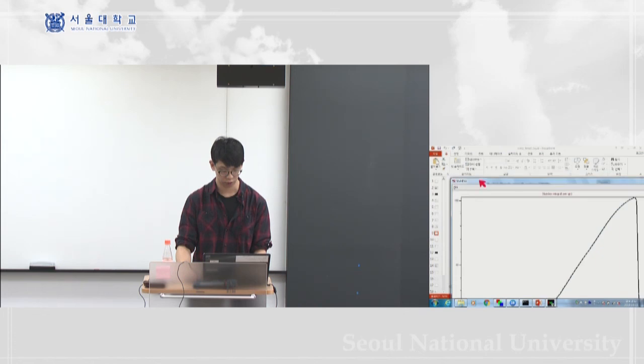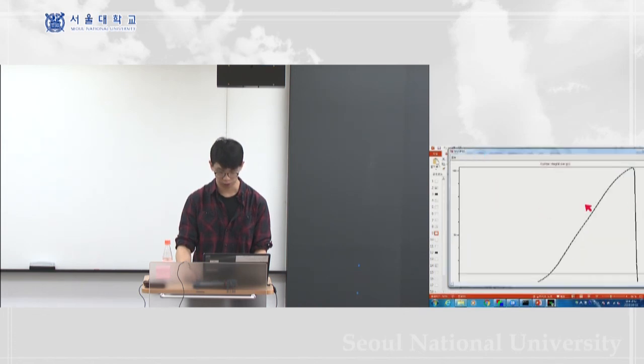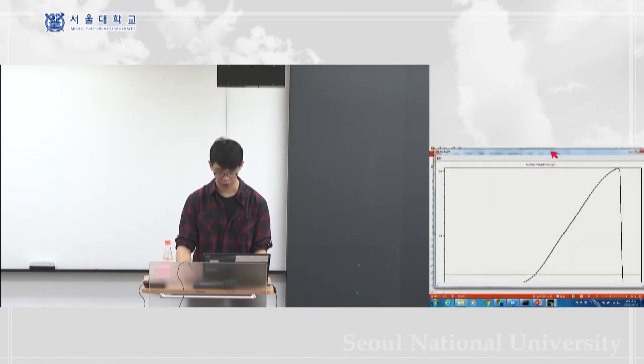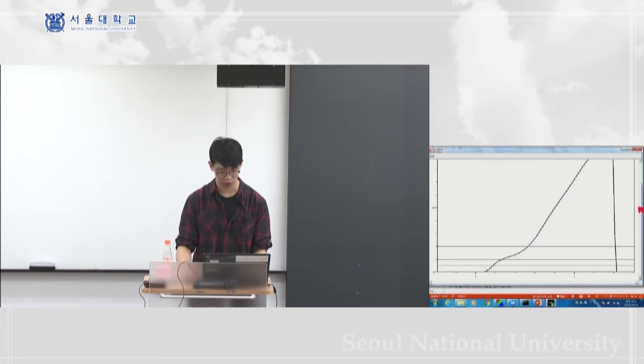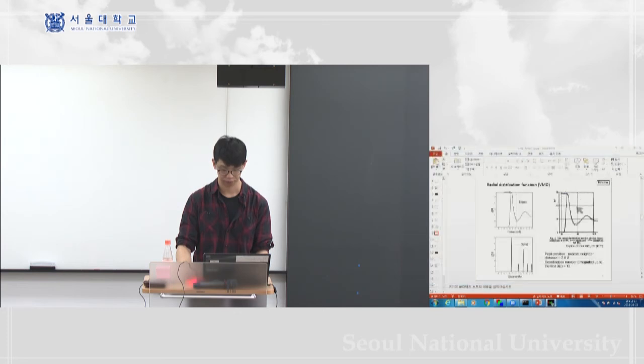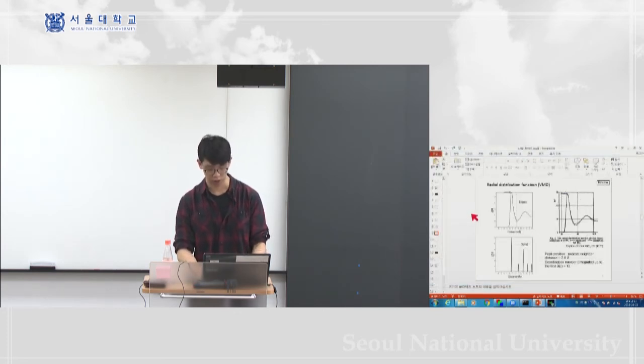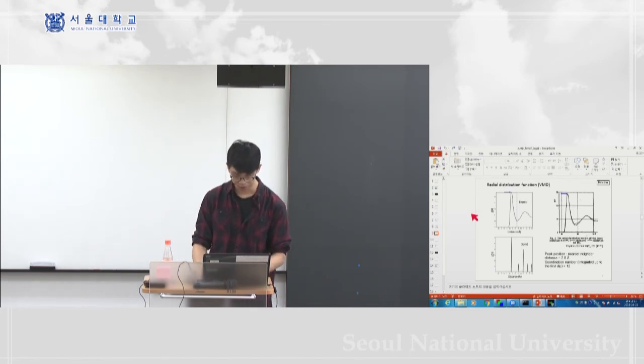So we already know that the bond length is about 3.8 something. If you look it up here and check the integrated value, then it's going to be 12, which is the coordination number of aluminum. So that's how you get the bond length and the coordination number with RDF.